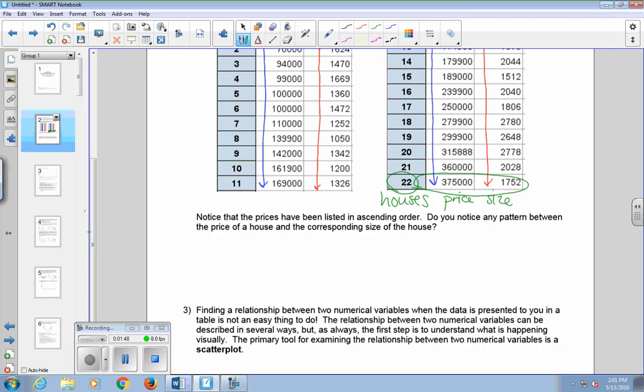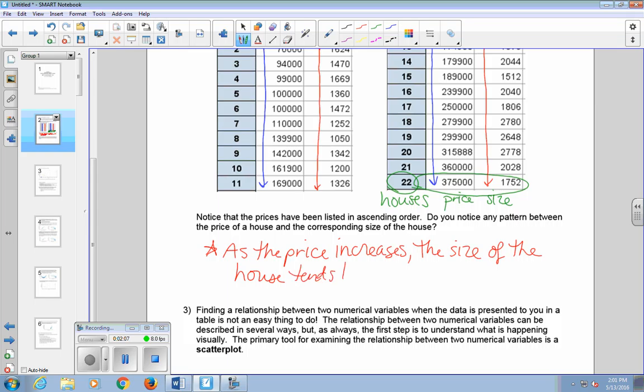It's not all that easy to pick out, but we can start to see that as the price increases, the size of the house also tends to increase. And we're using the words "tends to" because it's not a hard and fast rule. Sometimes it goes up, sometimes it goes down, but overall it's tending to increase. So we could also say that larger homes tend to cost more.